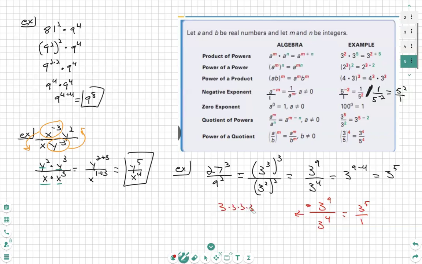So basically, if you were to write this out, this cancels a bunch of times, right? 1, 2, 3, 4, 5, 6, 7, 8, 9. 1, 2, 3, 4. What happens is these cancel, because what's on top and on bottom, they cancel. And we're left with whatever's there. 1, 2, 3, 4, 5, 3 to the 5. So either of those work.